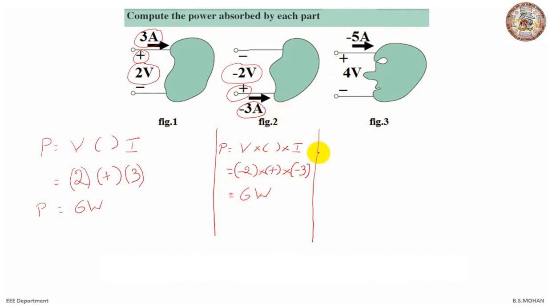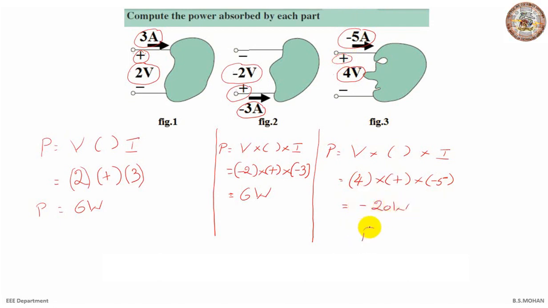Now let's see the last case. The formula is the same: P is equal to V into parenthesis into I. Now what is V? As you can see, V is plus 4, so write down plus 4. Parenthesis we'll see later. And then what is I? You can see it is minus 5, so let's write minus 5. Now what is in the parenthesis? Where does the current hit? The current hits the positive terminal first, so we'll write here plus. And now your answer is minus 20 watts.